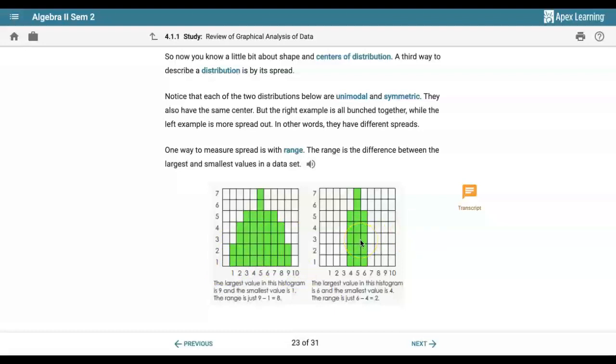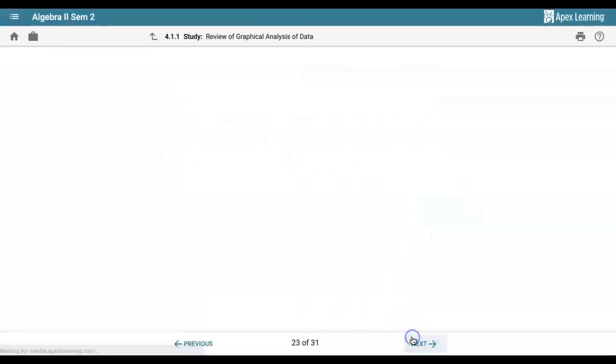So when we're looking at our range, we can look at the difference between our smallest and our largest number in our data set. Here we've got a 9 and a 1. So we can look at the difference, and that's going to give us a range of 8. So we cover a range of 8 there. Versus here, we have 6 and 4. So 6 minus 4, we just have a range of 2. So obviously, this distribution is going to be a lot closer together.